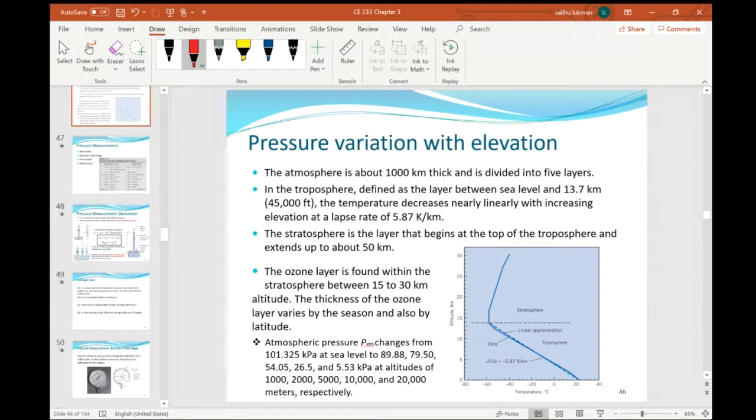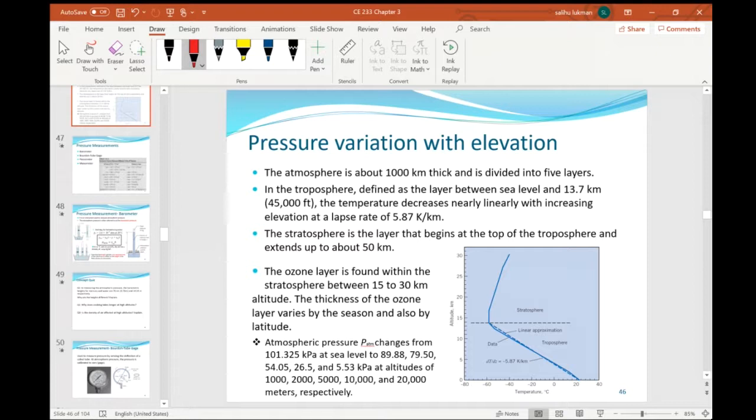What about when you go so many kilometers into the atmosphere? The atmosphere is about 1,000 kilometers thick. When you fly in a passenger jet plane, you travel at almost 10,000 meters above sea level. That's about 10 kilometers, even 11 or 12 kilometers. But the total thickness of the atmosphere is about 1,000.